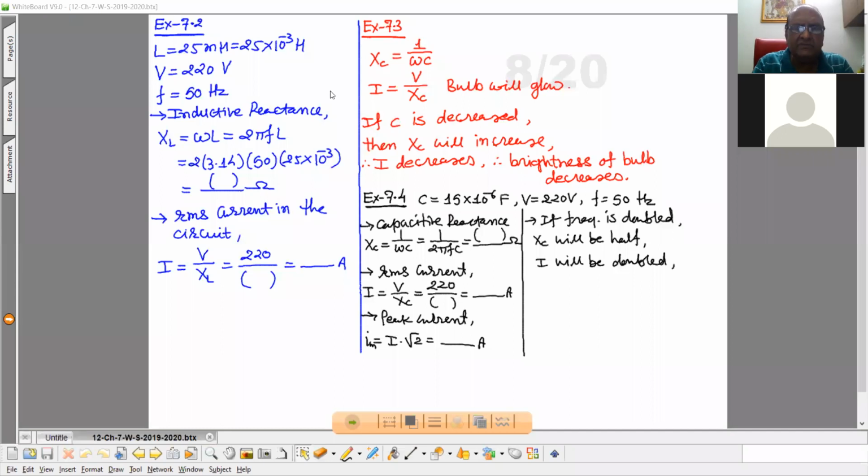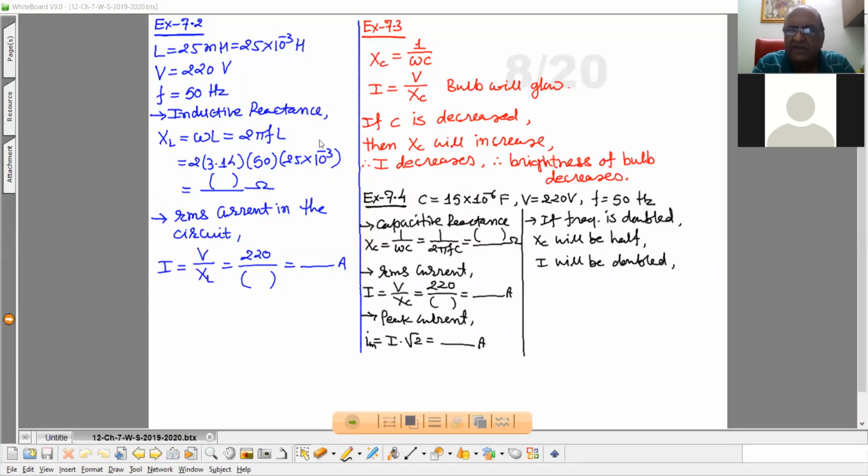Okay. Now see, the inductance that is given to you is 25 millihenry. So that is 25 into 10 raised to minus 3 henry. RMS voltage is 220 volt, frequency is 50 hertz.